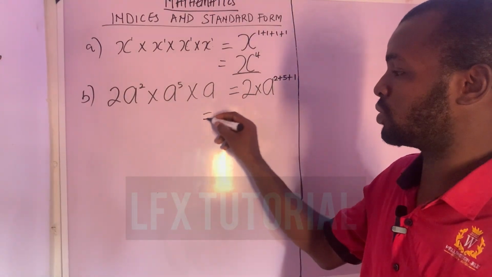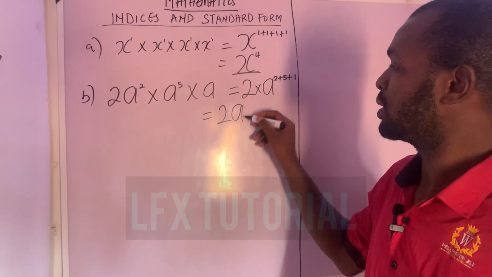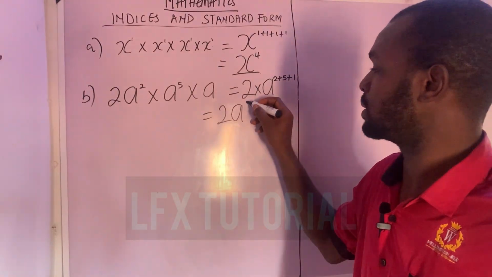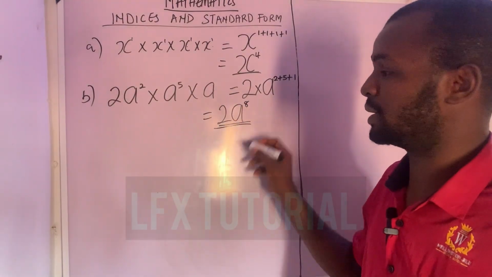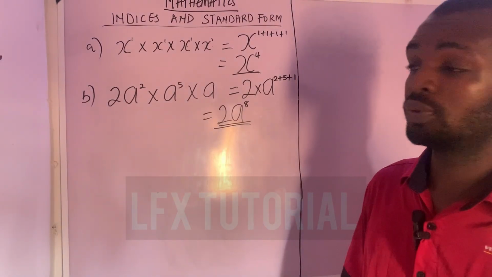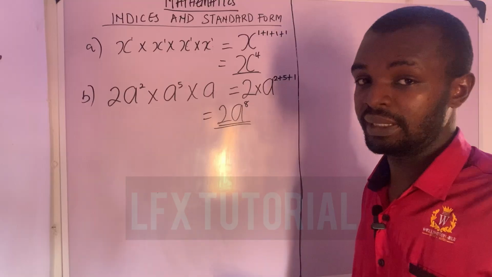So it's equal to 2 times a is 2a. Now 2 plus 5 is 7, plus 1 is 8. This becomes the answer. Therefore, the answer to this question is 2a raised to power 8. And this is not so hard.